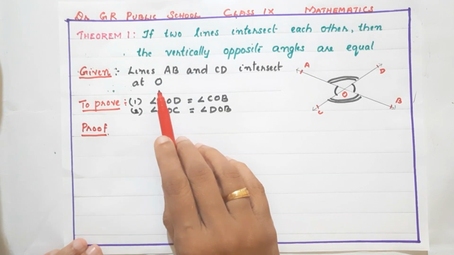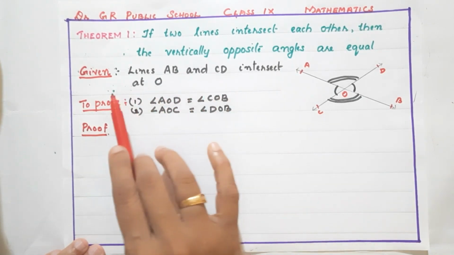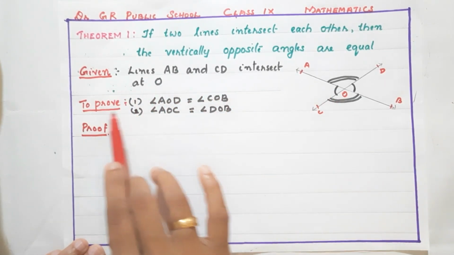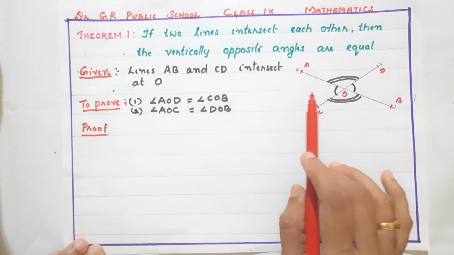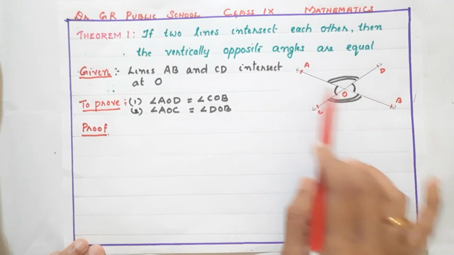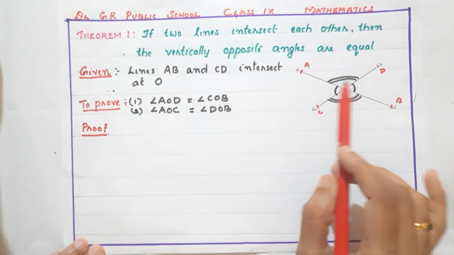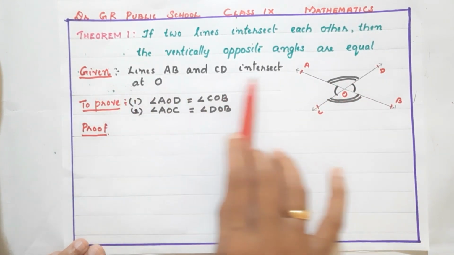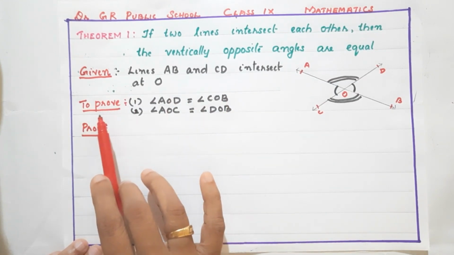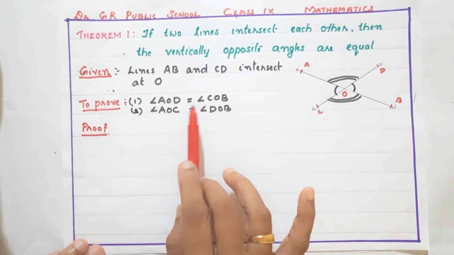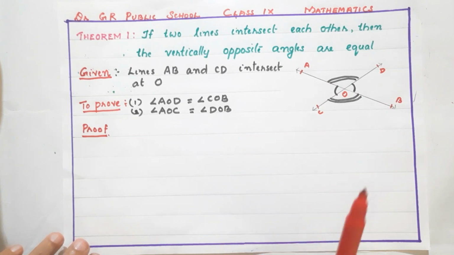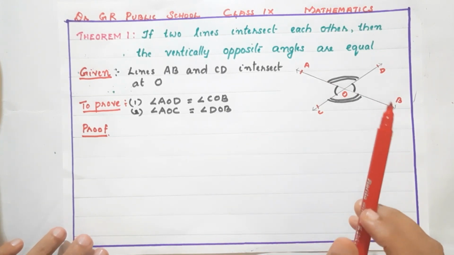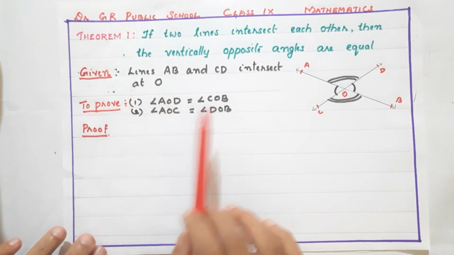See children, you should know how to write the given data, then what is to be proved. When you write the exam, in 10th board exams, you will get marks for collecting this given data, and you will get marks for writing what to prove. That means they will check whether you understand the question or not. If you are not understanding the question properly, you can't write these two.